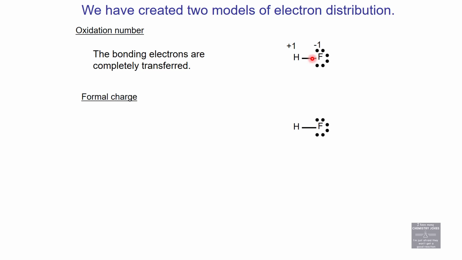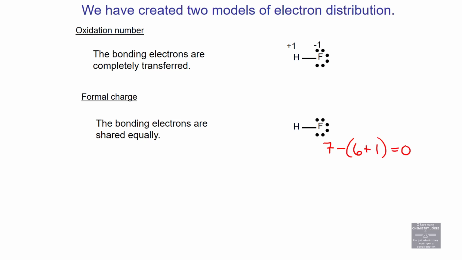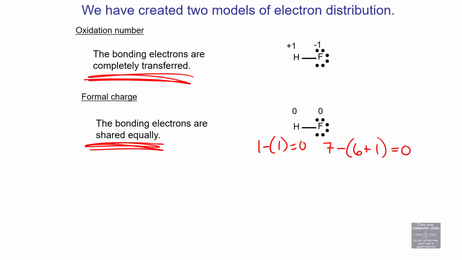The other model of electron distribution is formal charge. This is still new to us, but formal charge says the electrons are shared completely equally. So we would say F is in group 7, and in this molecule he's got 6 as a lone pair, he's making one bond, he has a formal charge of 0. Hydrogen's in group 1, and he's making one bond, he has a formal charge of 0. So completely transferred in oxidation number, completely shared equally in formal charge.